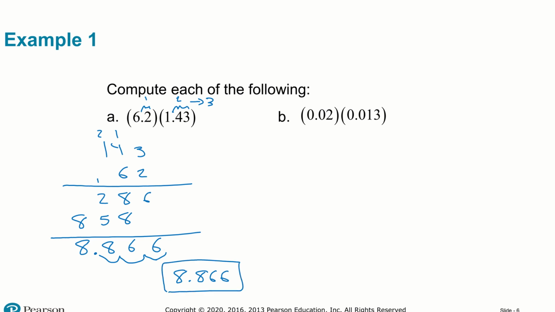Of course, there is no mystery as to why this algorithm works, because notice you can take the 6.2 and think of it as 62 over 10, and you can take the 1.43 and think of it as 143 over 100, right? So when you end up multiplying these two numbers, you're going to end up with a denominator of 1,000. That's why you would want to move this decimal 3 places to the left. So that's the reasoning behind the algorithm and why it works.